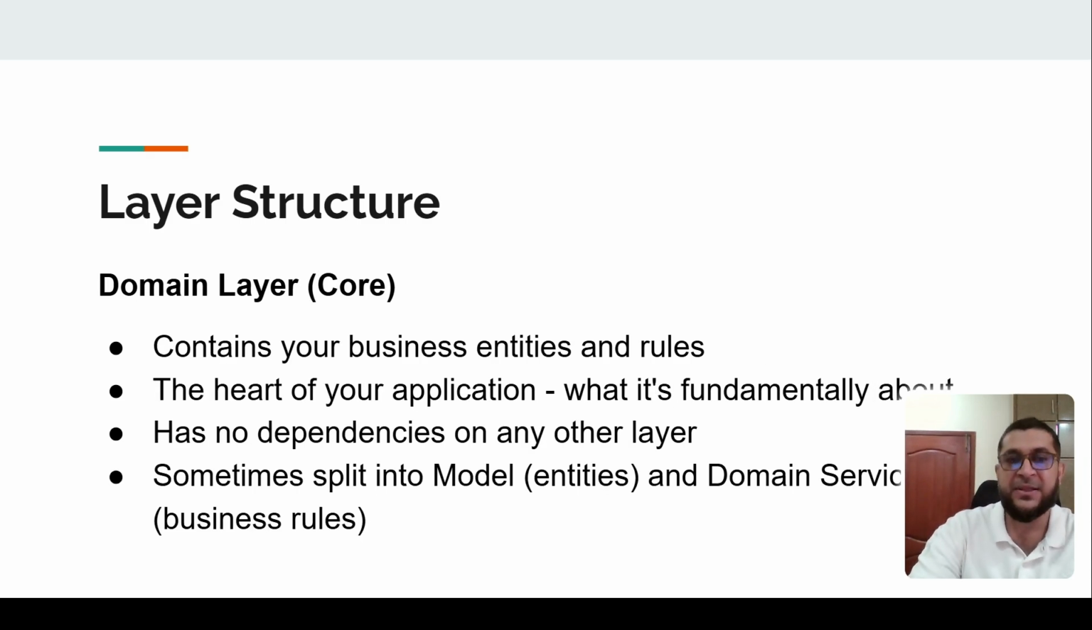Then we have the domain layer, which is the heart of the onion architecture, also called the core layer. It contains all the business entities and rules. What the application fundamentally does is inside the domain layer, and it has no dependency on others. We will see this in action. It is not referenced by any other project. The domain layer is sometimes split into models like entities and domain services. We will cover this course with respect to domain driven design. In domain driven design, we have entities, aggregates, and aggregate roots. We will see this in practice.